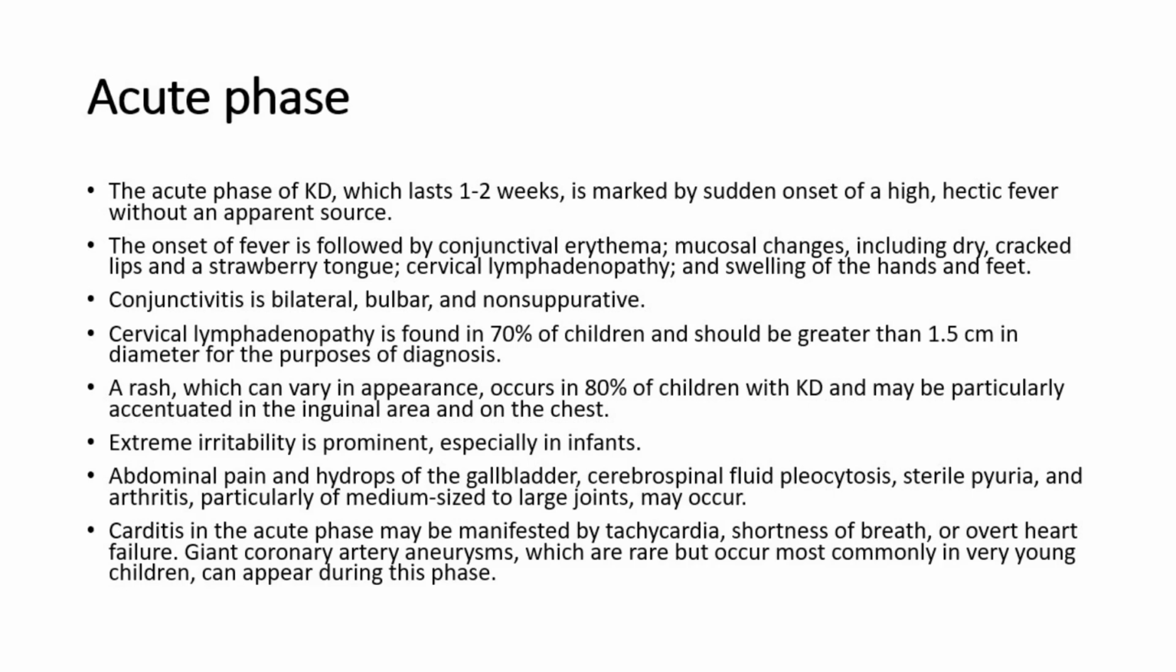Abdominal pain and hydrops of the gallbladder, cerebrospinal fluid pleocytosis, sterile pyuria, and arthritis, particularly of medium-sized to large joints, may occur. Carditis in the acute phase may be manifested by tachycardia, shortness of breath, or overt heart failure. Giant coronary artery aneurysms, which are rare but occur most commonly in very young children, can appear during this phase.